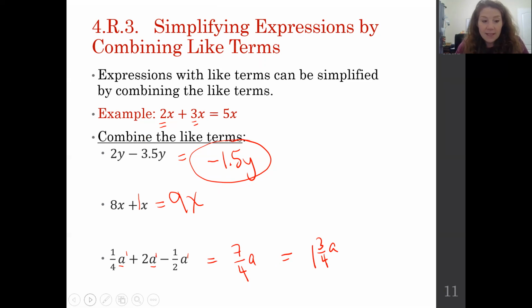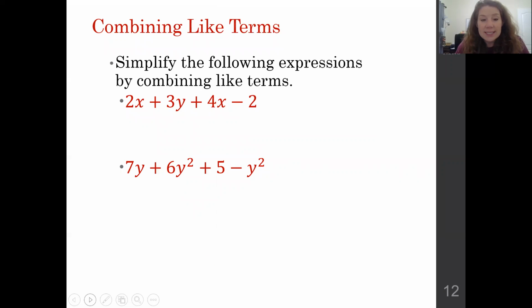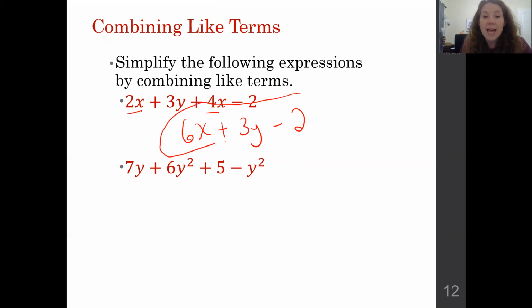Okay. All right, on this slide, I think there's like 5 more questions. I want you guys to pause the video and see if you can get these on your own. All right, so let's check our answers. This is going to be 2 plus 4 is 6x. The other ones are unlike terms, so we simply add those to our answer. There's nothing else we can do because these are unlike terms, so that is the final answer.